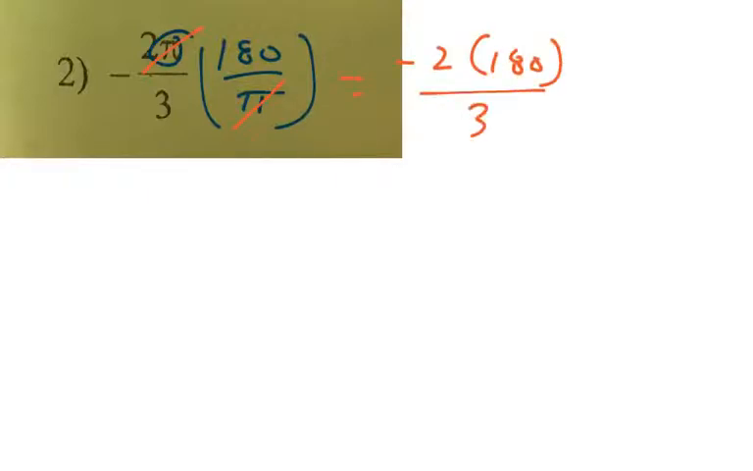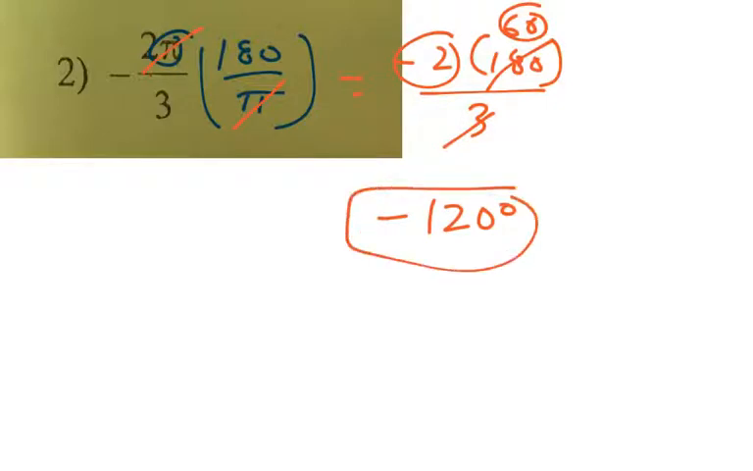All right, let's try another one. Again, notice it is in radians already because of the pi. So I'm going to use 180 over pi. Why? Because I know the pi's will cancel out. Notice I have negative 2 times 180 over 3. Reducing or dividing 180 by 3 is 60. So negative 2 times 60 means my angle is negative 120 degrees.